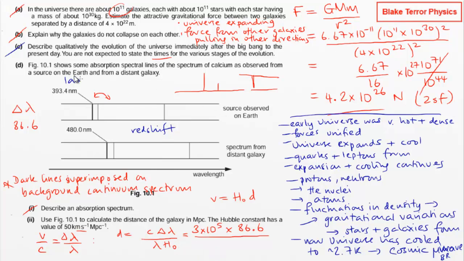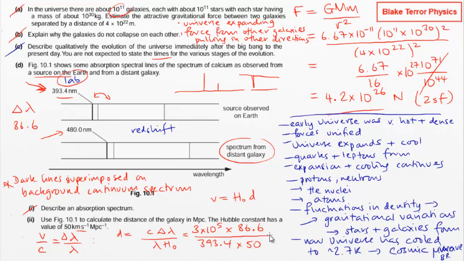So this is what we see in the lab. You need to make sure you pick up the right number here. The one here from the galaxy, this is what has been changed. This is our reference. Our reference wavelength is the one that we're getting from the lab, the one that we're observing from a source on the Earth. So we need the 393.4, not the 480. And then we need to multiply by 50.